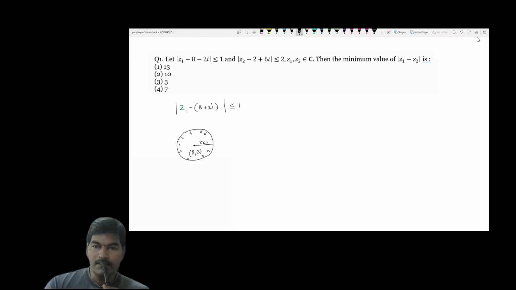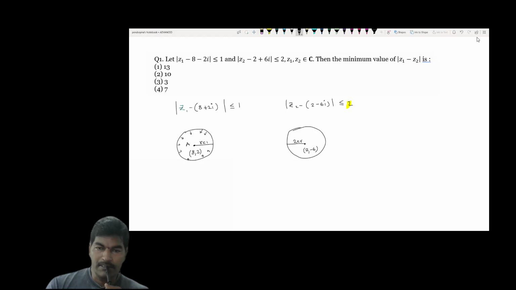So another one is also given, Z2. If you take minus common, you can write |Z2 - (2 - 6i)| and it is less than or equal to 2. So this is another circle, with center (2, -6). You can write the center as real part and imaginary part, and the radius value, you can see here, this is the radius, which is 2.